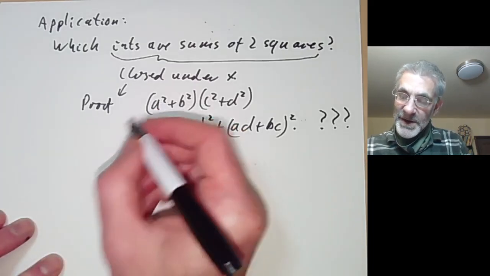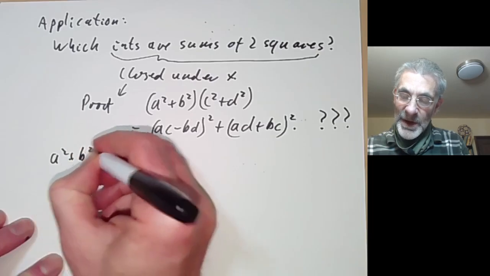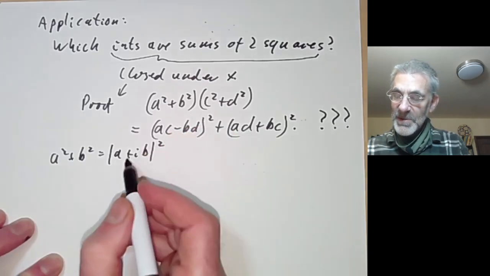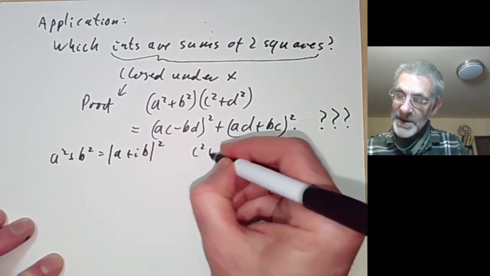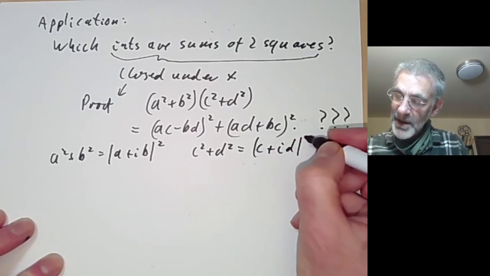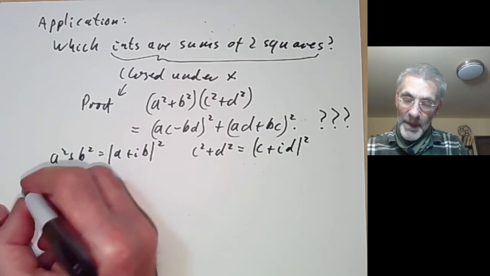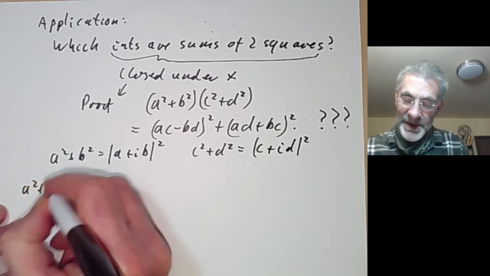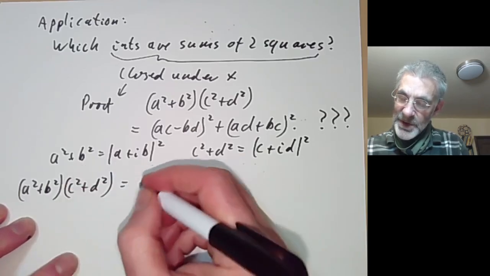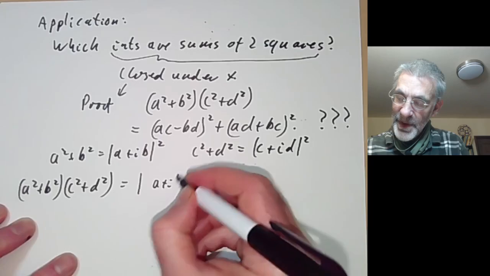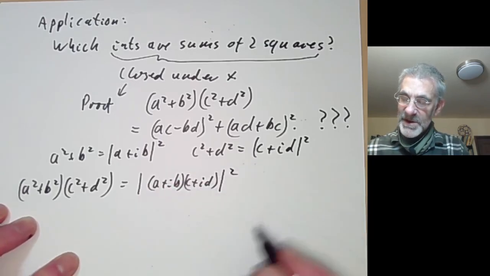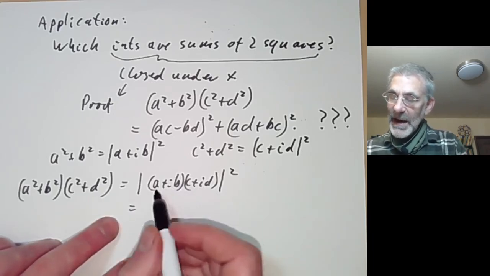So we notice that a squared plus b squared is the square of the absolute value of a plus ib, and of course c squared plus d squared is equal to the absolute value of c plus id, all squared. So a squared plus b squared times c squared plus d squared is equal to the absolute value of a plus ib times c plus id, all squared. And we can now just multiply this out.